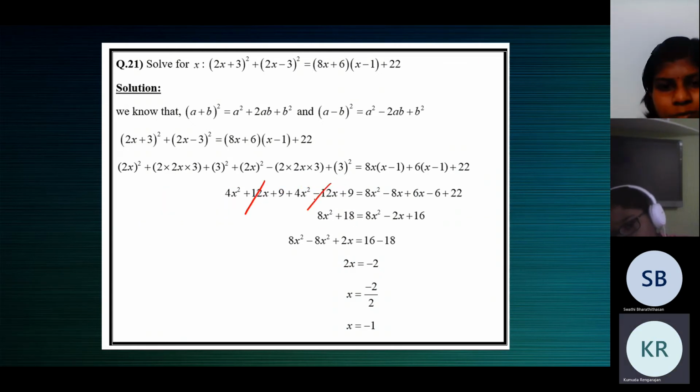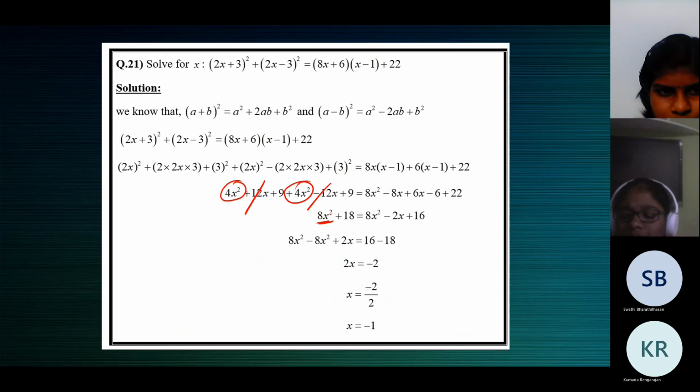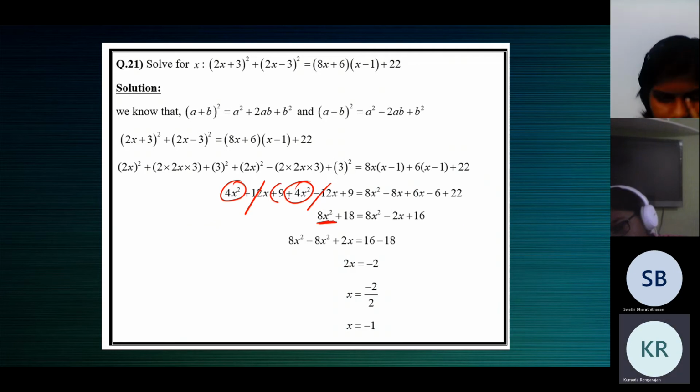Plus 12x minus 12x is 0. 4x squared plus 4x squared is 8x squared. You have to add, not multiply now, with addition and subtraction. Plus 4x squared plus 4x squared is plus 8x squared. Plus 9 plus 9 is plus 18.